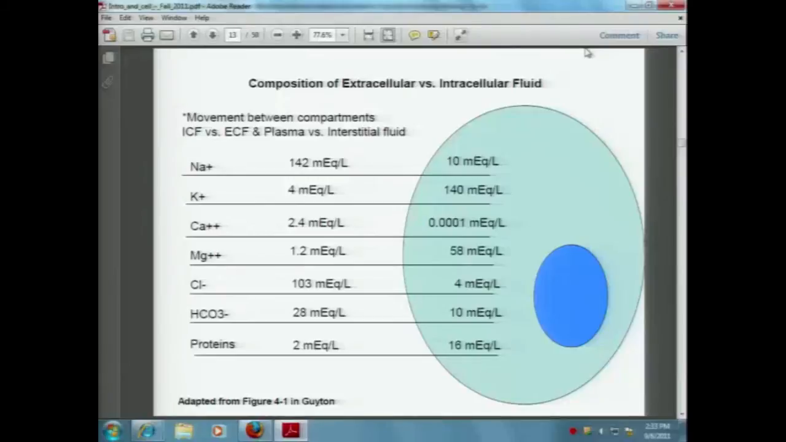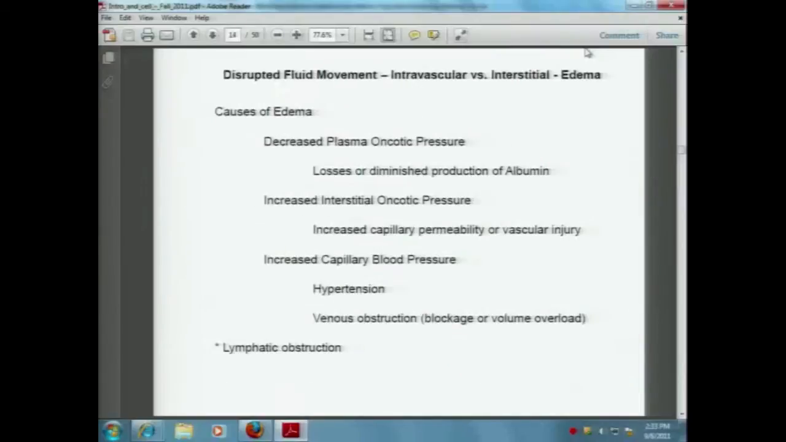So all of our important components of ECF and ICF all need to be maintained in order for cell function to be maintained. So what happens when things go wrong? When you have alterations in how fluid is distributed and how electrolytes are distributed.